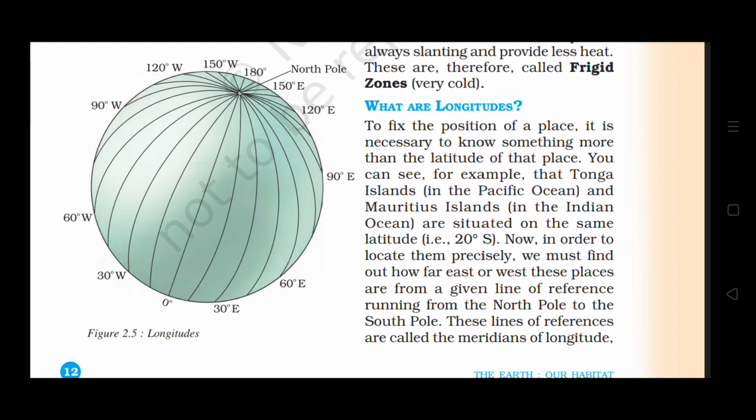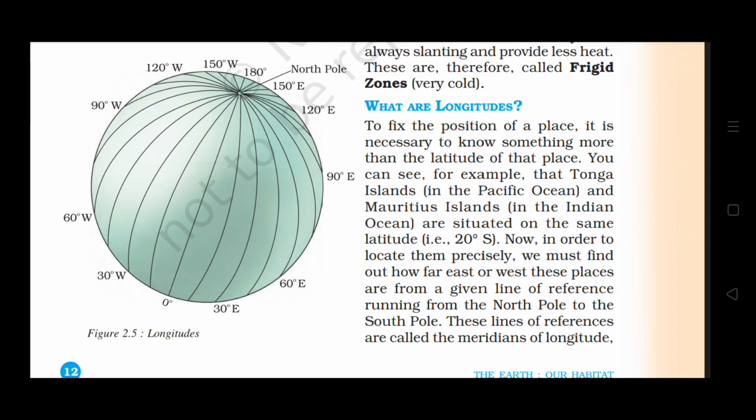To fix the position of a place, it is necessary to know something more than the latitude of that place. We need a proper coordinate of any place, so we cannot use a single line of reference; we use 2 different lines. When we use that, it is better to pinpoint the exact position of any place on the earth. That's why we take the help of longitude.